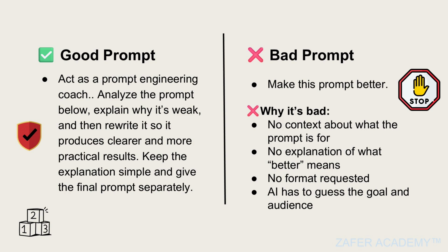It says, act as a prompt engineer, analyze the prompt below, explain why it is weak, and then rewrite it so it produces a clearer and more practical result. Give the explanation simple and give the final prompt separately. Now, this is great. I like this because the AI agent is asked to not only improve the prompt, but also to keep the results simple, and then explain the reasoning for its response.